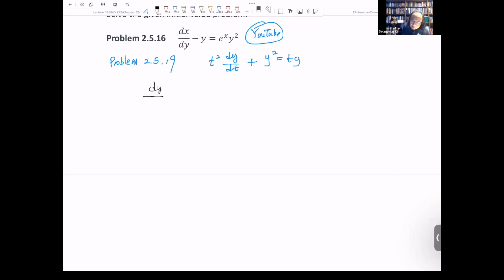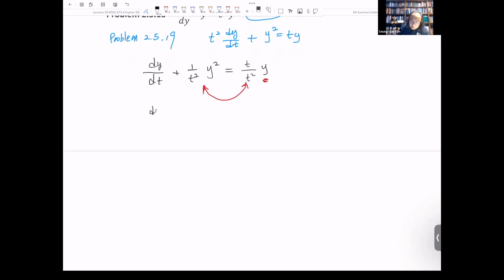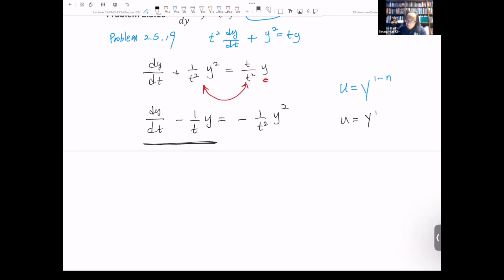So dy over dt plus 1 over t squared y squared equals 1 over t squared y. We have to switch these two guys, right? Because for the second one, we have to have y to the power of 1. That's the standard form: dy over dt minus 1 over t squared y equals negative 1 over t squared y squared. So this is standard. Okay, u equals y to the 1 minus n. So here u equals y to the 1 minus 2, which is y to the negative 1.